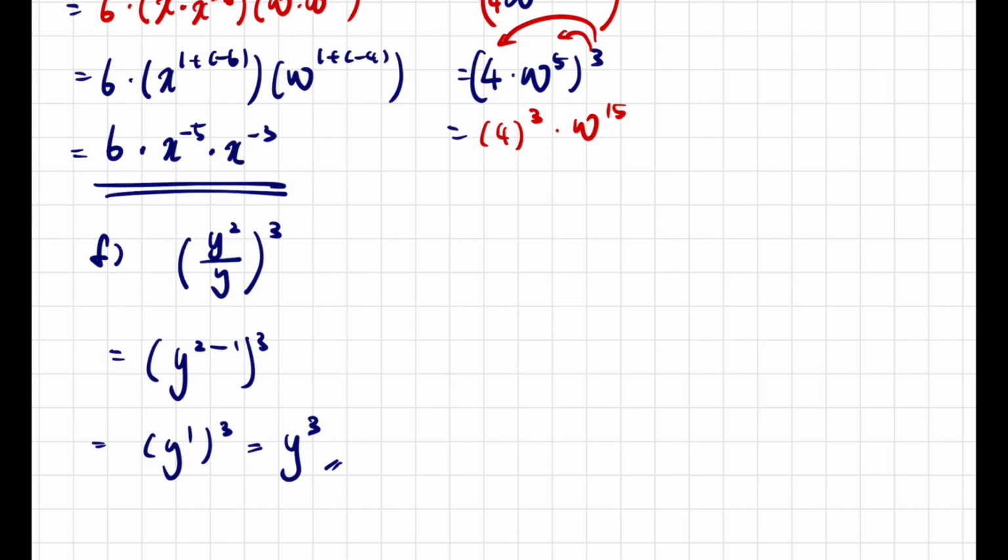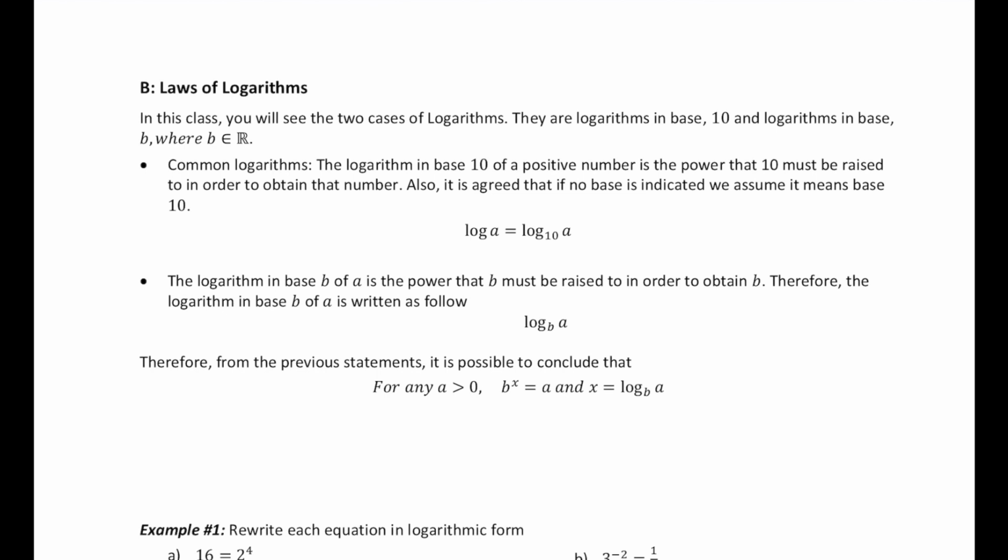Make sure you check your answers and solutions with mine and see which part you made a mistake, and then try to revisit the laws of the exponents. Okay, now let's discuss the laws of the logarithms. Before, we just discussed the laws of the exponents, right? They're very close to each other. So with this section, you will see the two cases of the logarithms: the logarithms in base 10 and the logarithms in base b, where b is a real number.